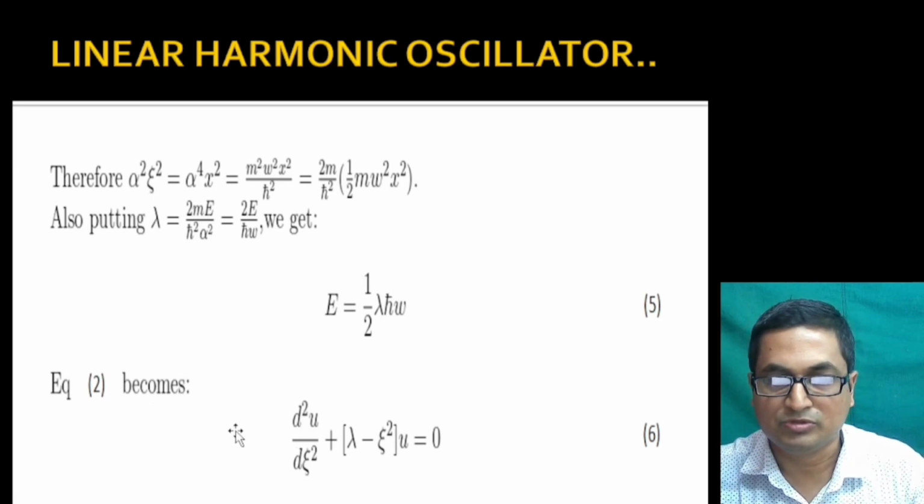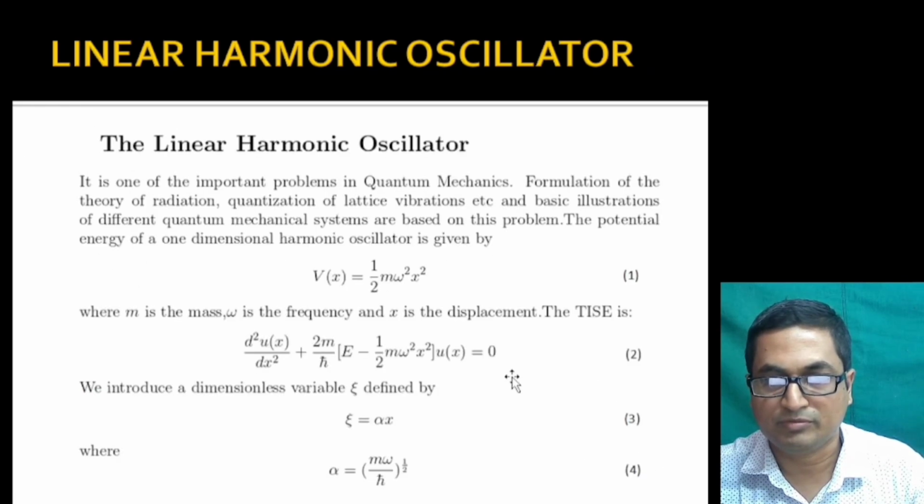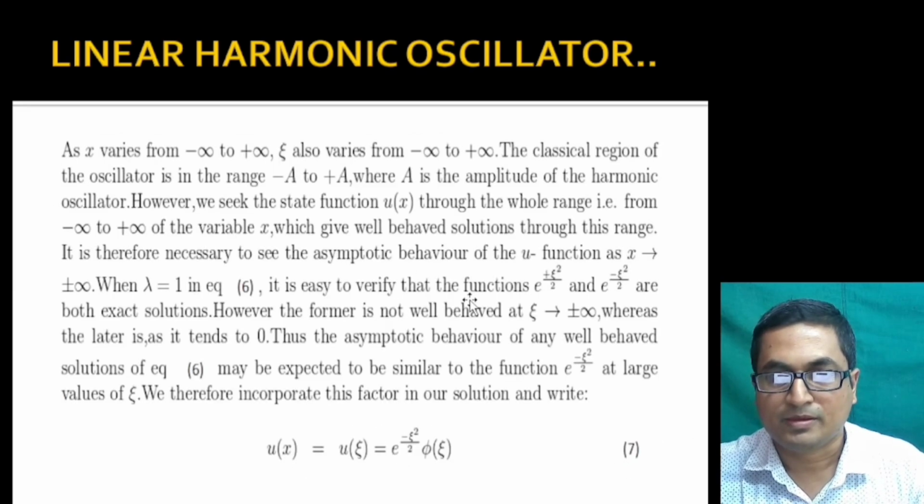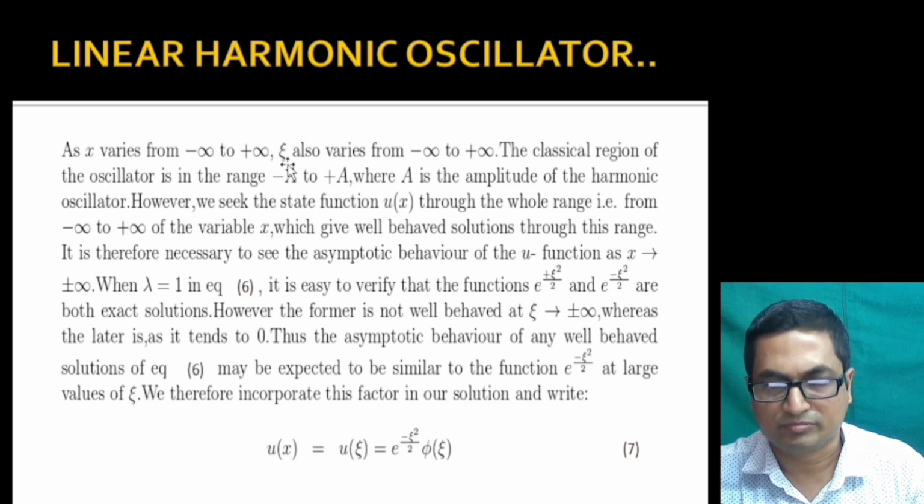Now our equation 2 is in a simple form as given by equation 6, after all these modifications that we made with the help of equations 3 and 4. Solving equation 6 is done in a very clever way. We first put lambda equal to 1 and check it for the range x tends to plus minus infinity. If x tends to plus minus infinity, it represents xi also going from minus infinity to plus infinity. So with lambda equal to 1 and in the region x tends to plus minus infinity, we have this kind of solutions for equation 6.